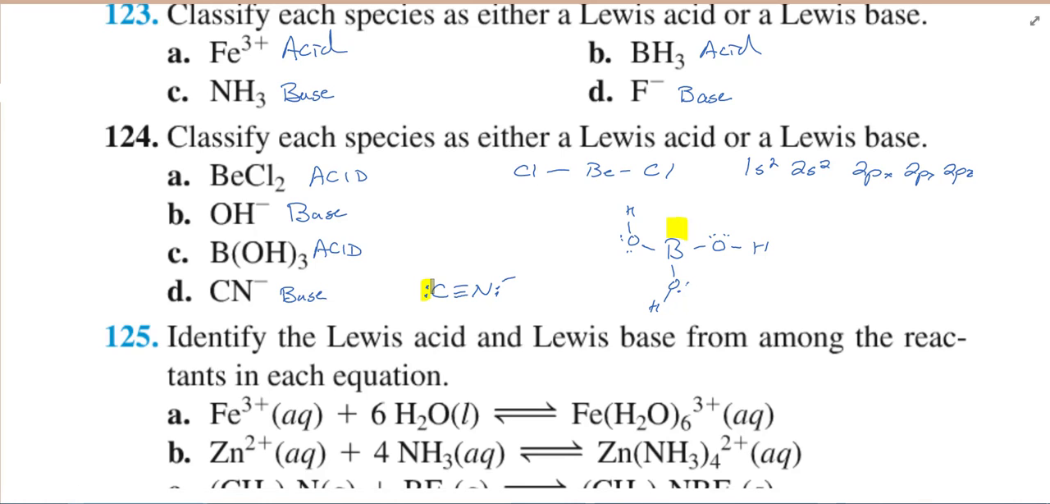So you just got to look at, is there room to actually add another bond, or do I take some of the electrons I have and make a new bond with the electrons I have? If I make the bond with the electrons I have, I'm an electron pair donor, I'm a base. If I can take some electrons, I have a spot, I'm an electron pair acceptor, I'm an acid.